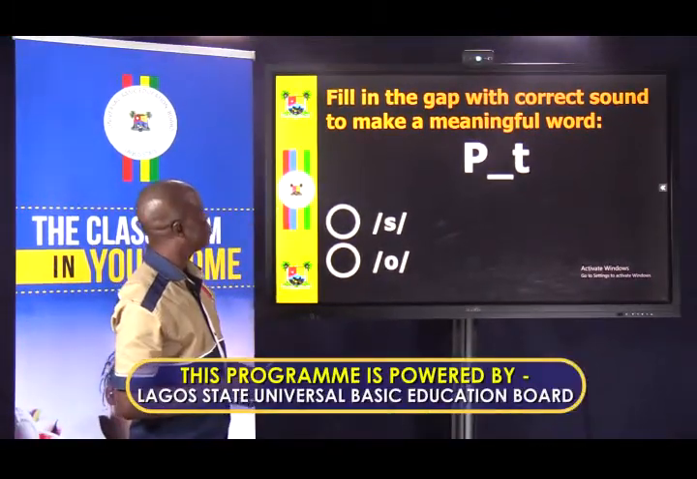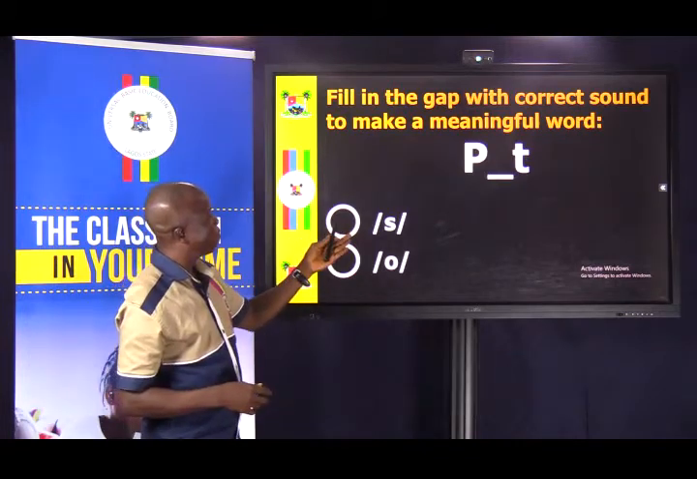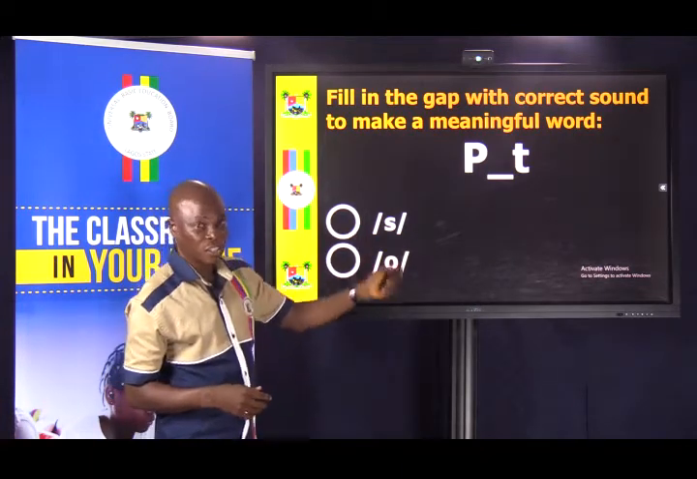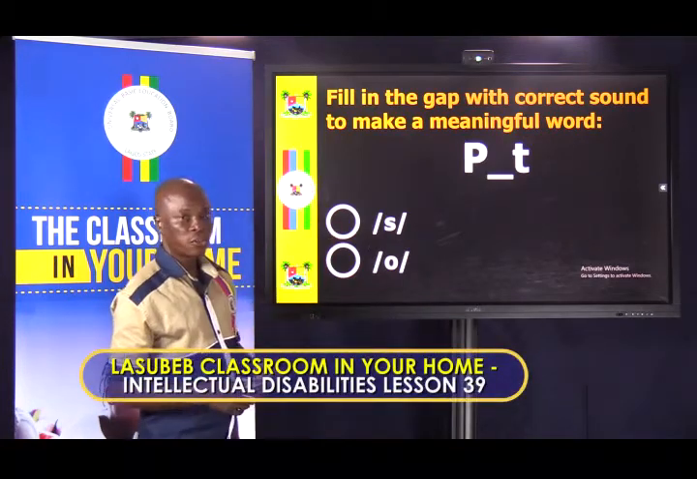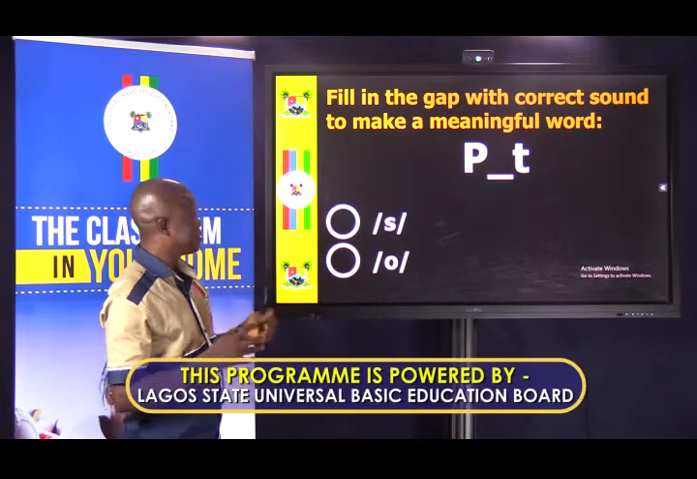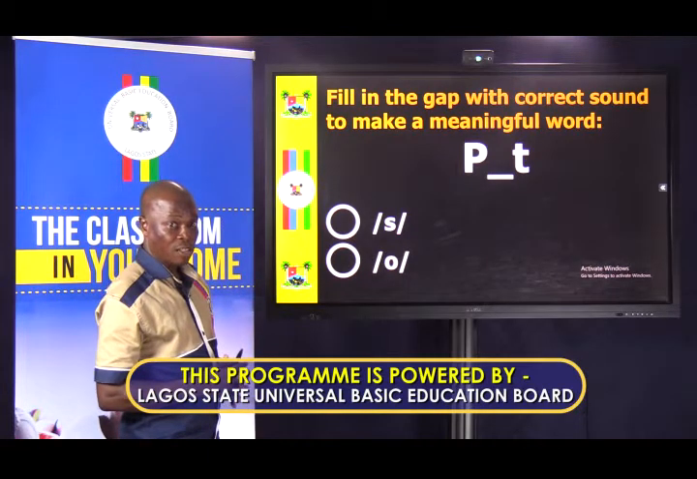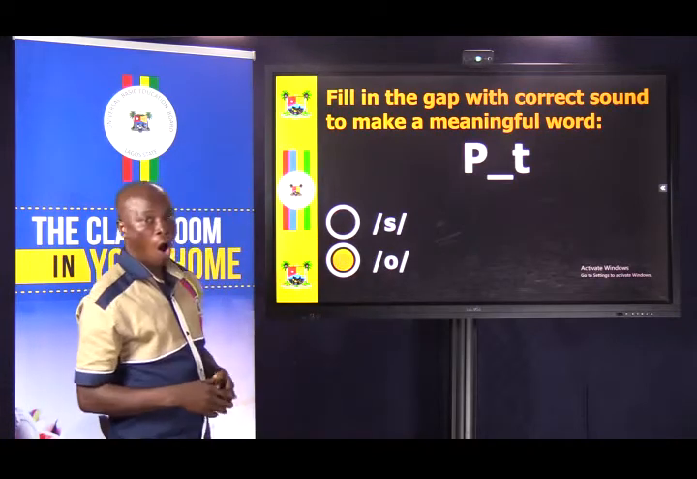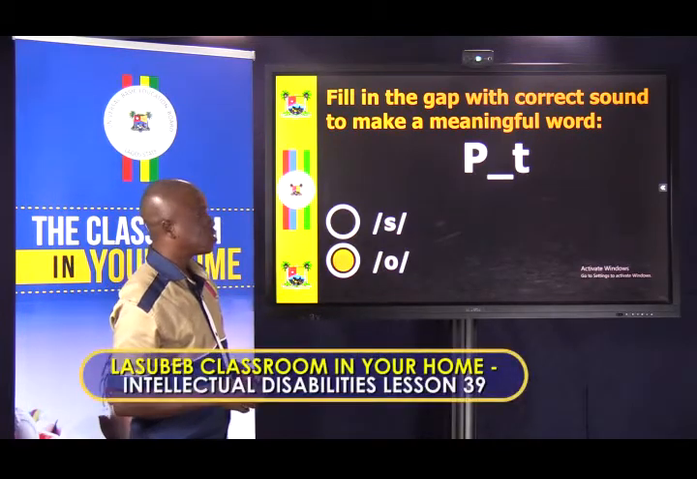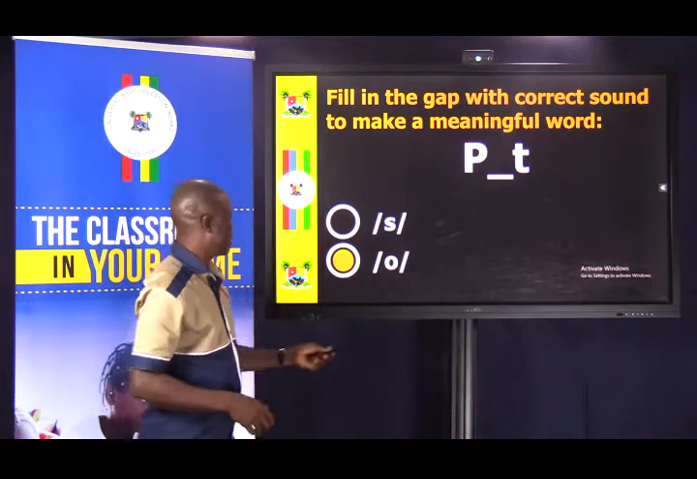Fill in the gap with correct sound to make a meaningful word. You remember our phonics class? Yes. We have p, dash, and t. Then we have two sounds here, a and o. Which sound will fit into the gap to give us a meaningful word? Have you picked your answer? Let's see the correct answer. O, to give us p-o-t. And the meaningful word will be what? Pot. Let's move.